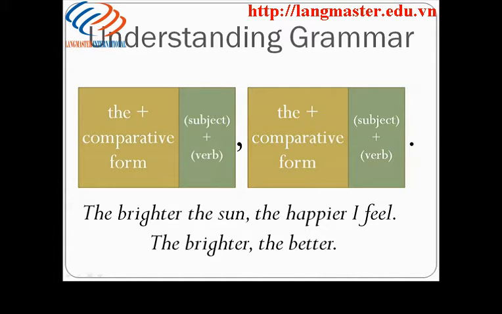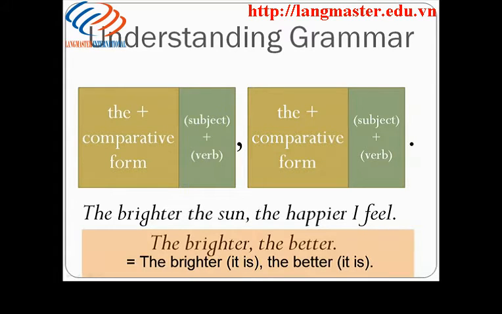But remember, if the subject and verb can be understood without us actually writing or saying them, we can leave them out. The verbs left out are forms of the verb be, as in the brighter the sun, the happier I feel. When the subject is left out, it's a word like it or there, a word that simply helps us state the existence or state of something, as in the brighter the better. The brighter it is, the better it is.